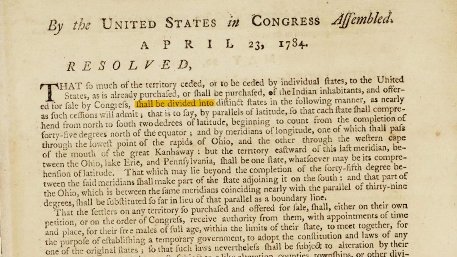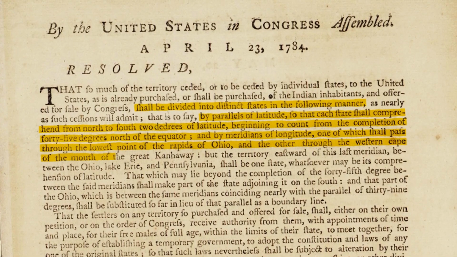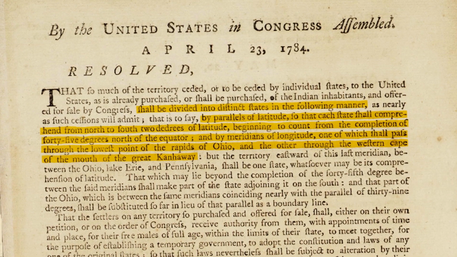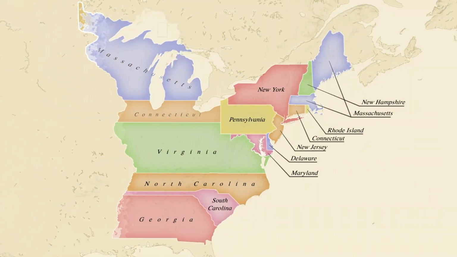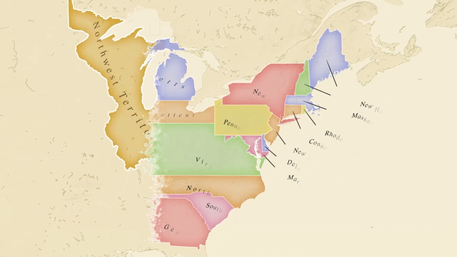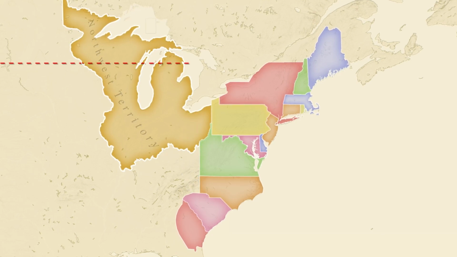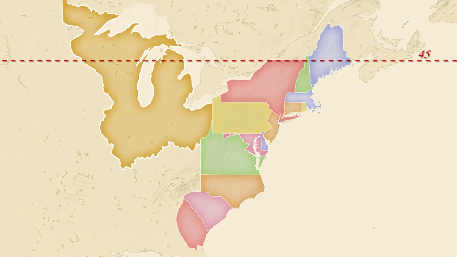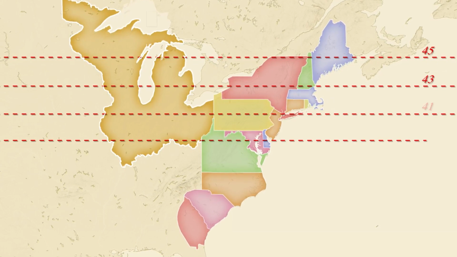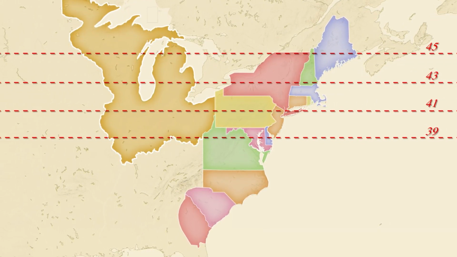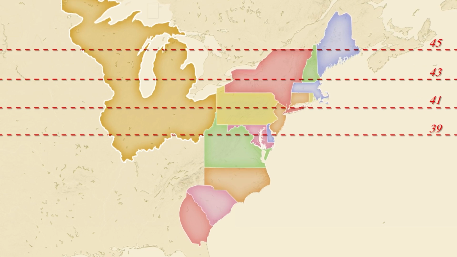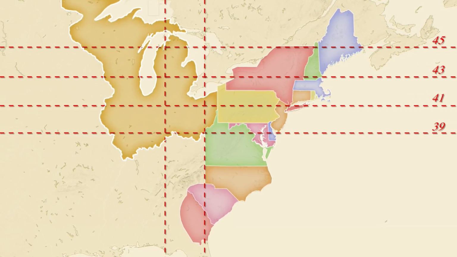In this plan, he created several new states that fall along a handful of lines in the Northwest Territory. The first line started at the 45th parallel. Then they would add a new line every 2 degrees south until they reached the 39th parallel. Next, they would add 2 longitude lines.